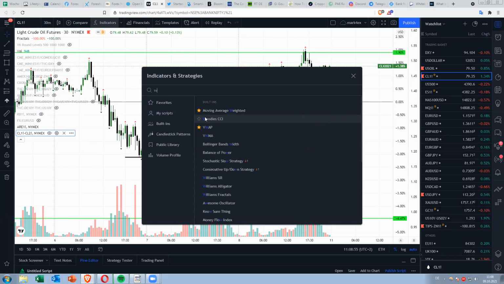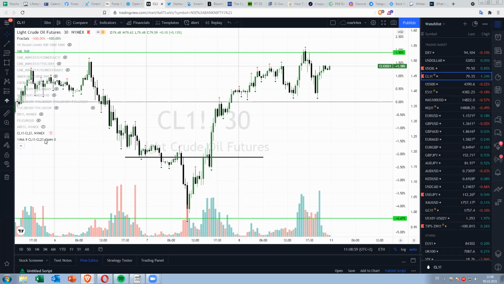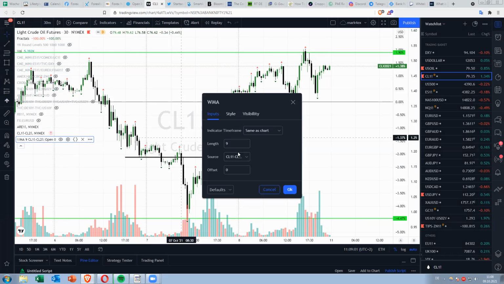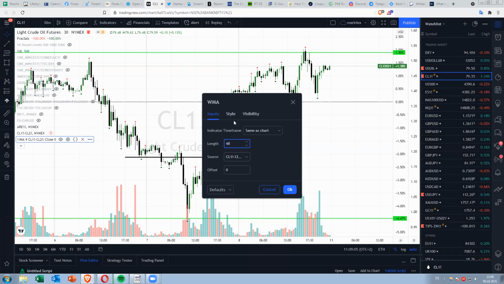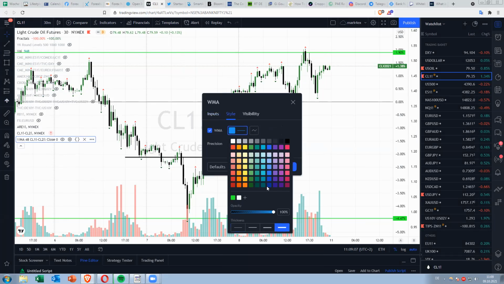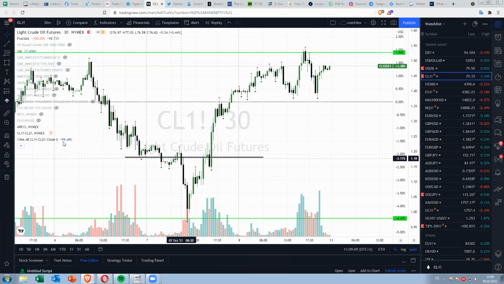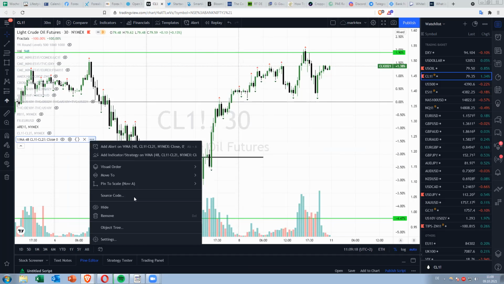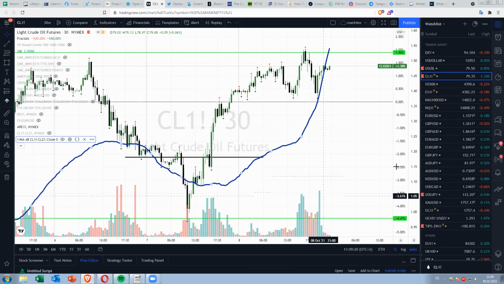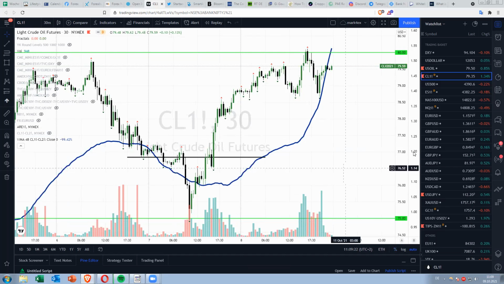I put the VMA on it because I'm on my main account here, so I don't have premium. The close, I smooth it out. I take the style, I take it to a fat line, a blue line. I have to scale it. Of course, I have to scale it. Otherwise, it doesn't make any sense if I don't scale it here.